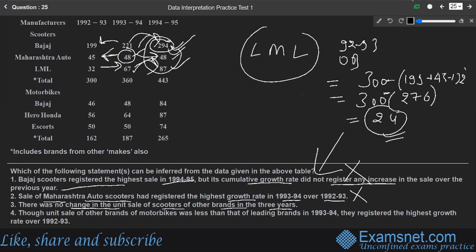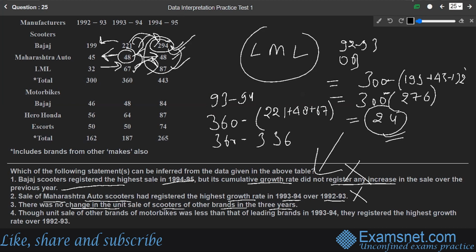Let us see what is coming for 93-94. Total is 360 minus, what is the total of 221 plus 48 plus 67? Okay, this is 360 minus: 1 plus 8, 9 plus 7, 16, 6. Carry 1 plus 2, 3 plus 4, 7 plus 6, 13, 3. Carry 1 plus 2, 3. 360 minus 336, that is also 24.